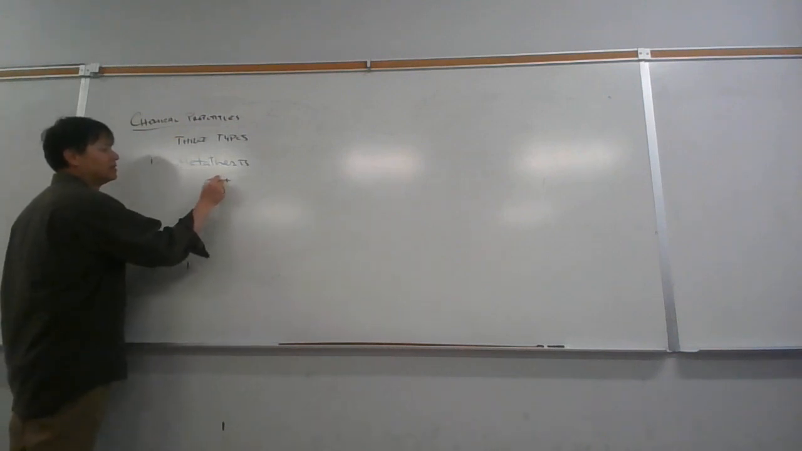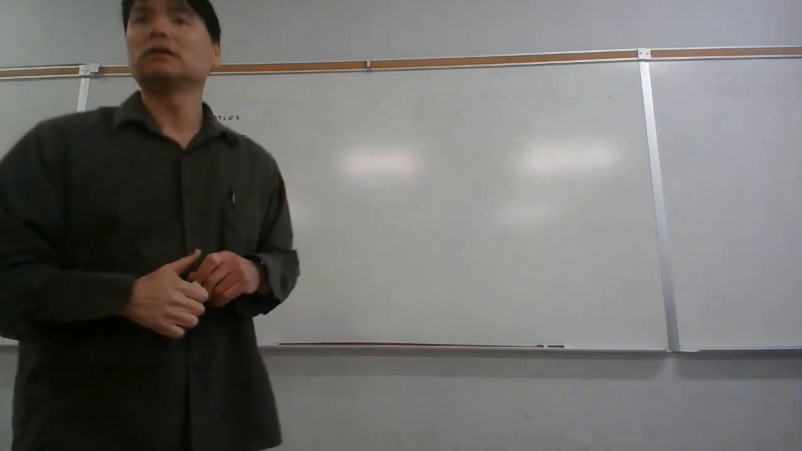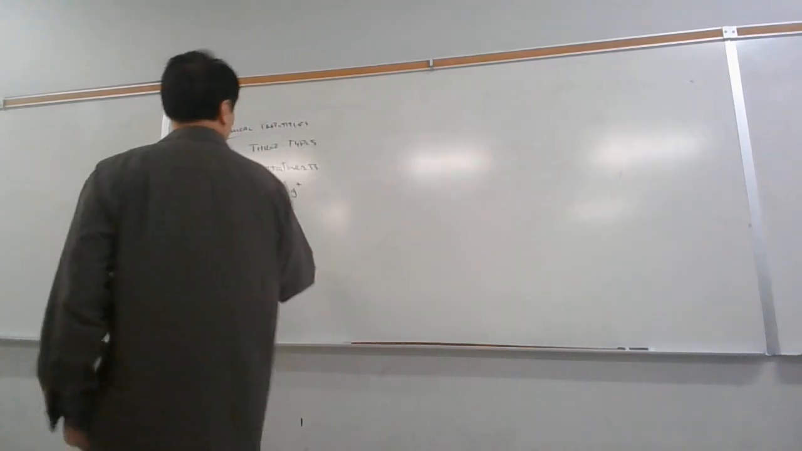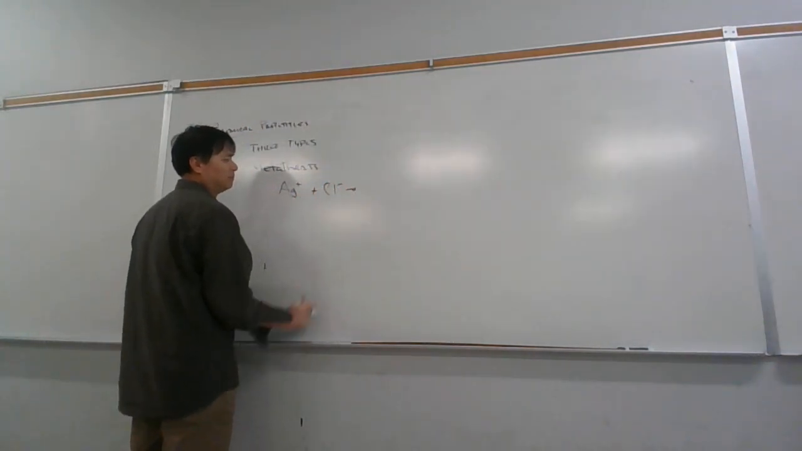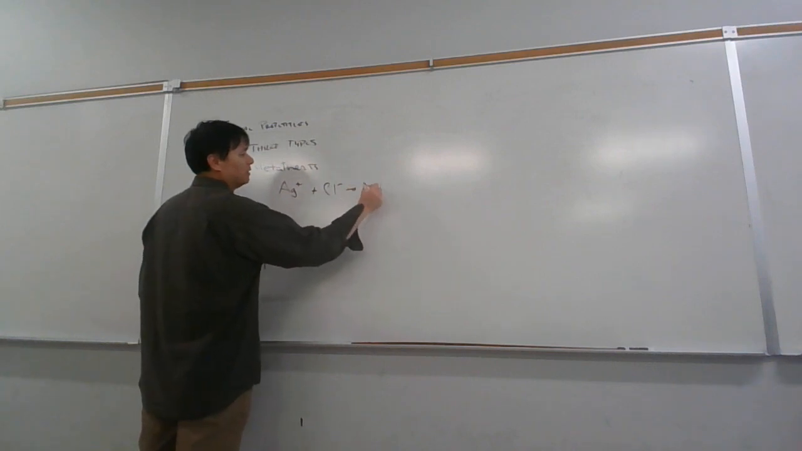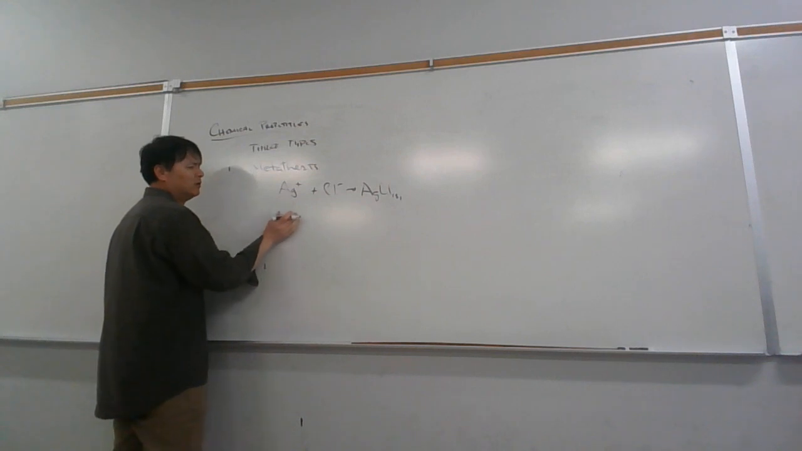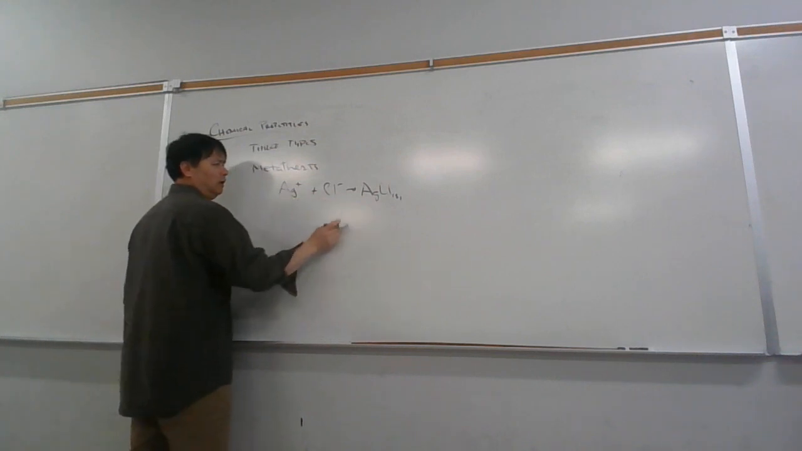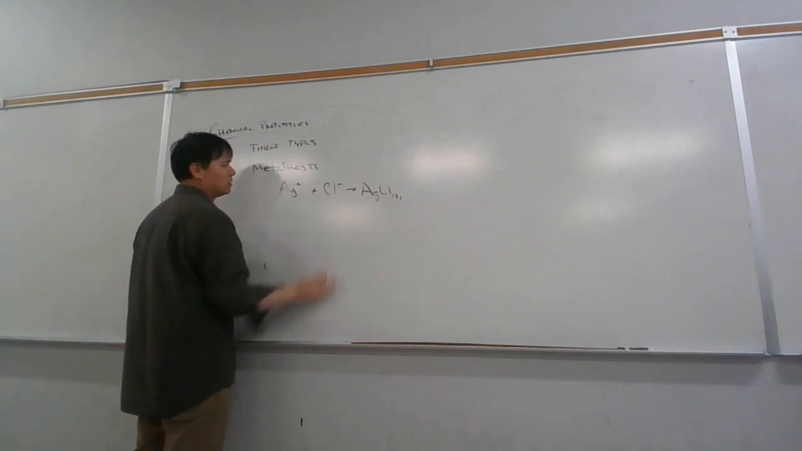For example, silver ions. Do you know what ions silver ions like? Chloride. Silver ions like chloride ions. And what does it form? Silver chloride. Silver chloride is a precipitate. These two are aqueous ions. Normally, if I don't write anything there, it's aqueous. If it's not aqueous, then I'll write solid, liquid, or gas. In this case, solid here.